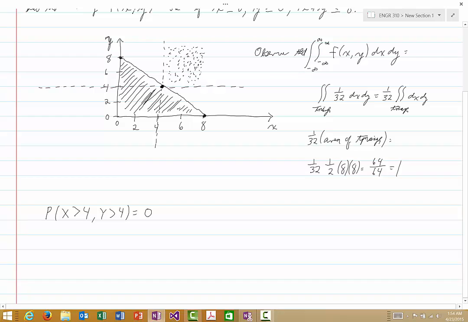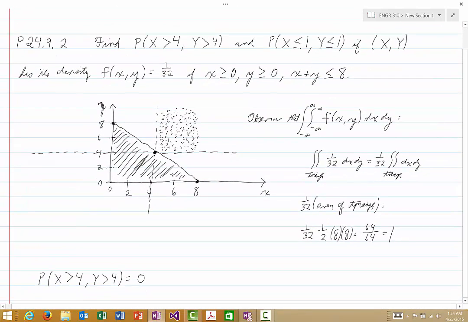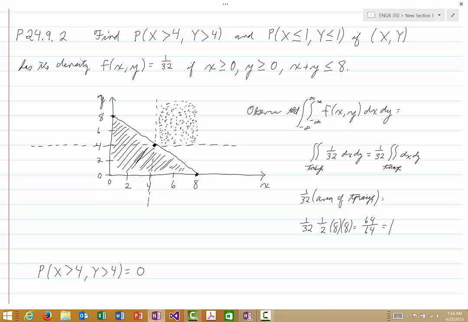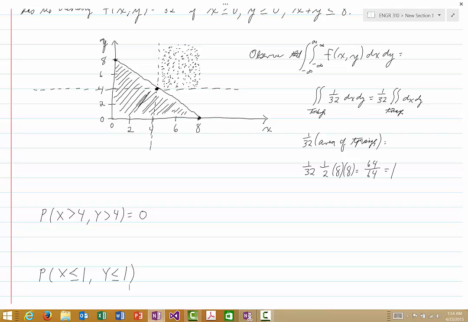So if we integrate little f over that entire region, even though it is an infinite region, in order to find the probability here, we get 0. So that part of this problem is easy. Now let's look at the second part, the probability that x is less than or equal to 1 and y is less than or equal to 1. Now this is a more interesting problem.